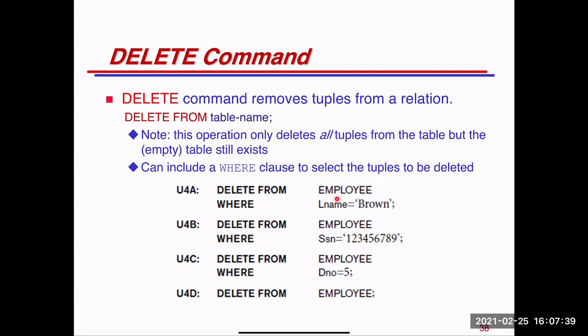In this first command here, we're deleting all tuples from the employee table where the last name is equal to Brown. And here we're deleting all employee tuples where the social security number is equal to this number. And here we're checking whether the department number is equal to this number. And this last command here just deletes everything, as mentioned.